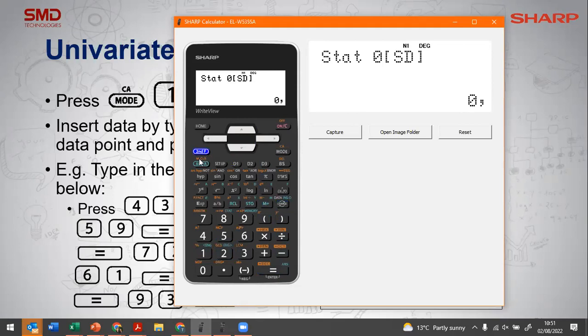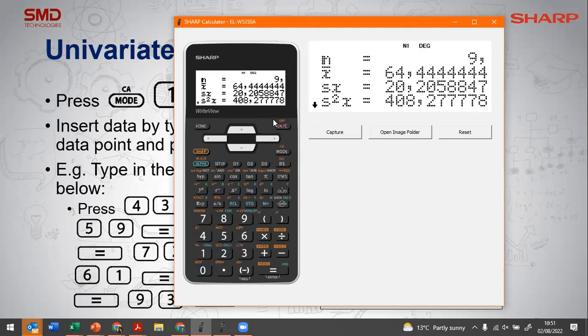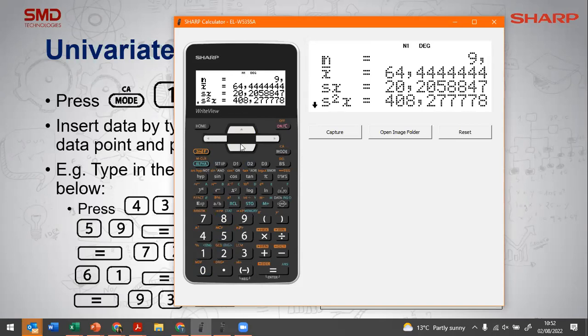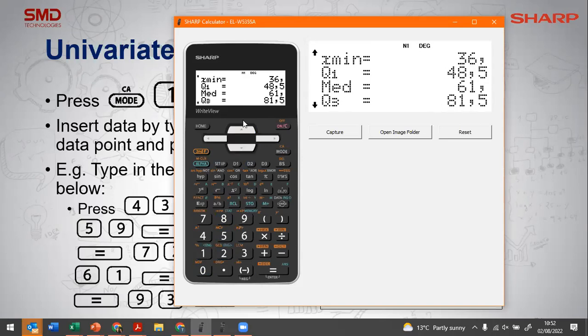Now we press alpha and 8, and we choose 0 for statistics values. And we can see we've got 9 observations. Our average is 64,4. Our standard deviation, remember we use the sigma x and not sx because the formulas are different. Okay. And then the sum of x and your 5-number summary is all available here for you as well. So it's very, very easy to do statistics on the calculator.